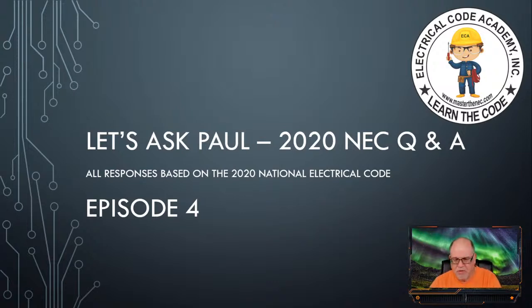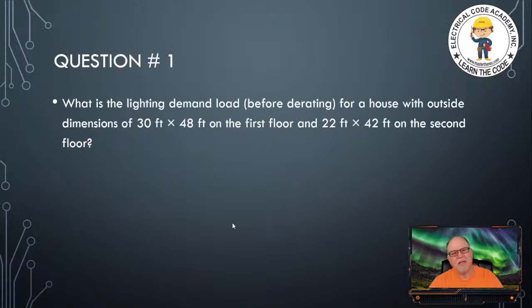All right, so the very first question that we've got on the docket here wants to know what the general lighting load is, basically the connected value before we do any derating to it or apply any demand factors to it. So what is the lighting demand load or the actual lighting load for a house with outside dimensions of 30 by 48 on the first floor and a 22 by 42 on the second floor? Okay, so I've got 2 floors. So we need to know what is our total square footage. All right, so fairly straightforward here.